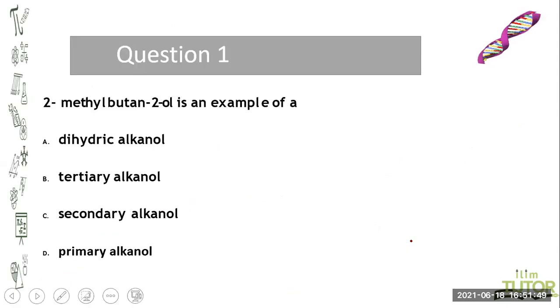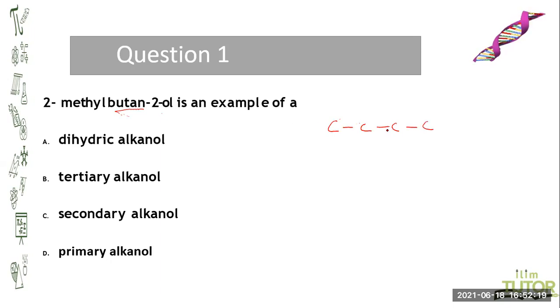All right, so let's try and solve some questions. Question number 1 said, 2-methyl-butanol is an example of what? So I want to know if it's an example of dihydric, tertiary, secondary. Now, the first thing we must do in order to answer this question is to draw the structure. The name is butan. That is where the real name is from. So a but must have 4 carbons. 1, 2, 3, 4. And I know that it is a 2-ol. So if it's a 2-ol, I must have OH at carbon 2.